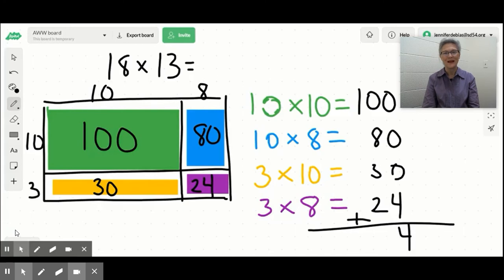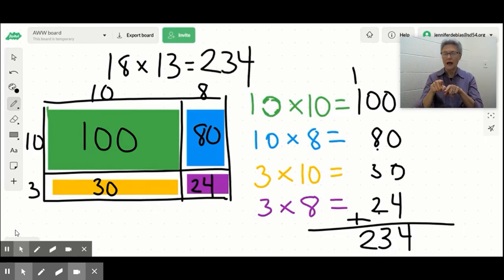4 ones. We know that 8 plus 2 is 10 tens, right? Plus the 3 is 13. So I can do that. So now I have 234 as my product. I'm going to quickly make an estimate to make sure that that's a reasonable answer. 18 rounds to 20. 13 rounds to 10. 20 times 10 is 200. And 234 is right on track.